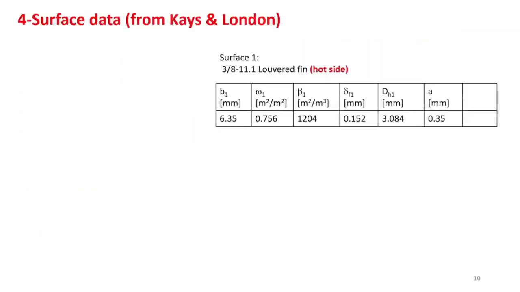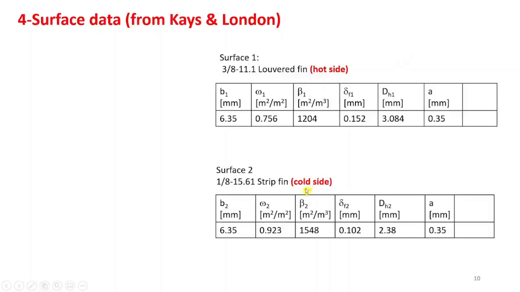We summarize the geometrical data in two tables. The upper table is for the hot side, which gives the plate spacing, omega, which is the fin area divided by the heat transfer area, beta, which is how much the heat transfer area is divided by the volume of the heat exchanger between the plates, delta, which is the thickness of the fins, the hydraulic diameter, and A, which is the thickness of the plate.